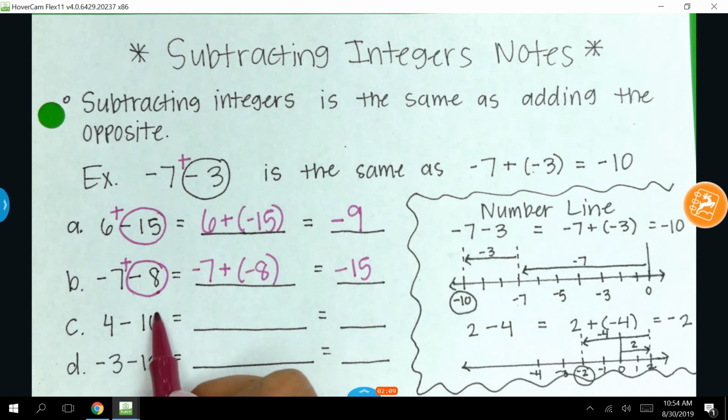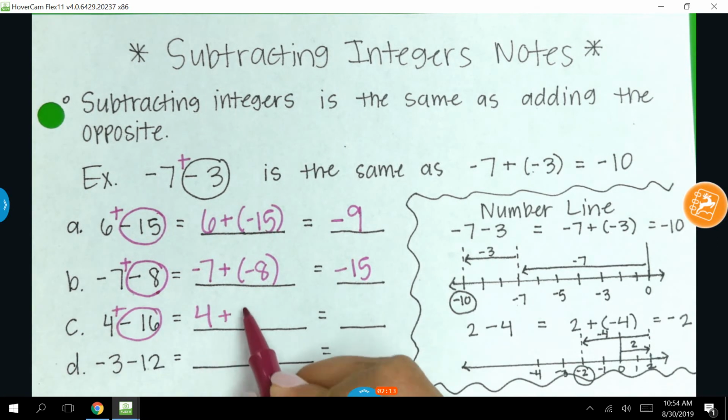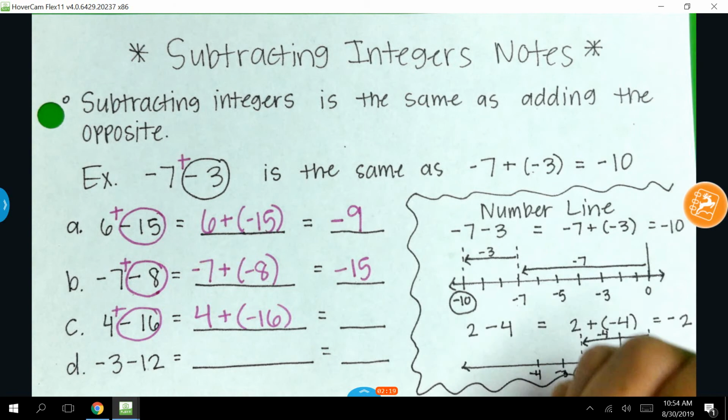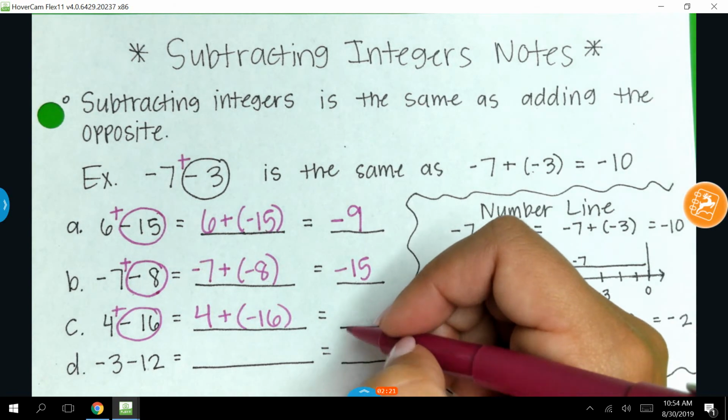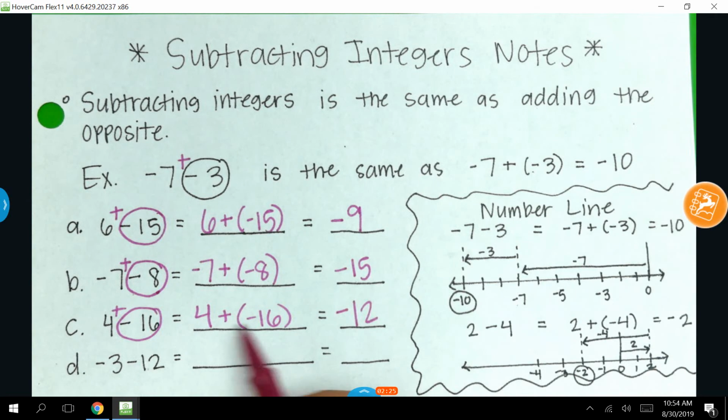Okay. 4 minus 16. That becomes the problem 4 plus negative 16. And what does that give me? Negative 12, yes. I had different signs, a positive and a negative, so I'm subtracting and keeping the sign of the larger number.